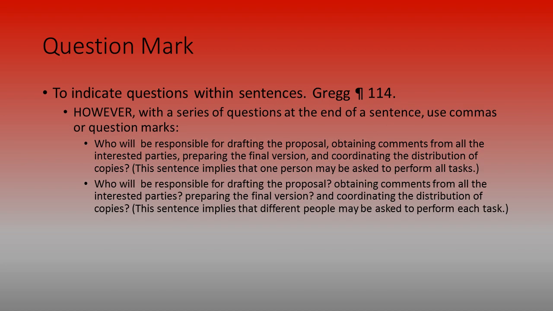To indicate. However, with the series of questions at the end of the sentence, use commas or question marks. So if it's really long, like the second part of this, who will be responsible for drafting the proposal? Each piece of that you could put question marks, or you could use commas. Personally, I prefer commas, but that sentence implies that one person is going to be asked to do all of it. The second sentence leaves it open for different people to do it. So when you use separated commas, that makes it clear that one person is not doing everything, that you're asking for different people to do the different tasks.